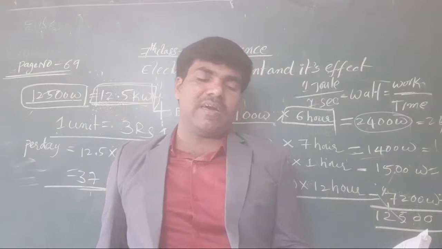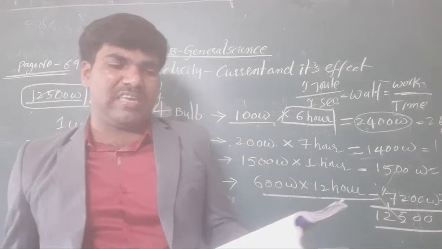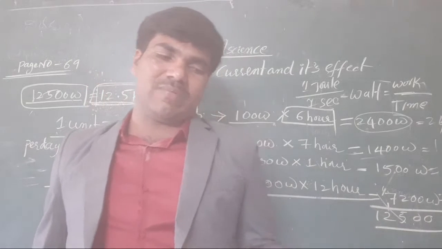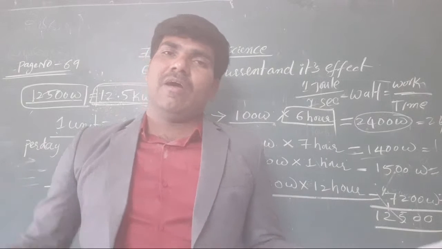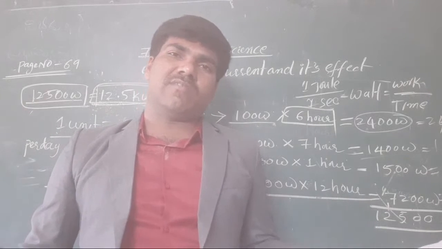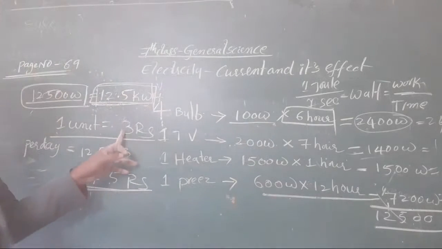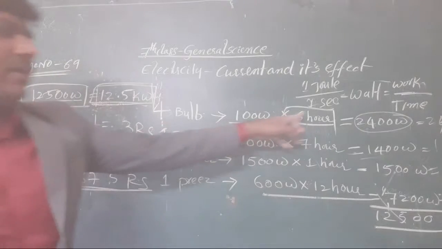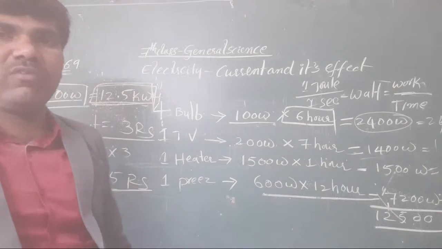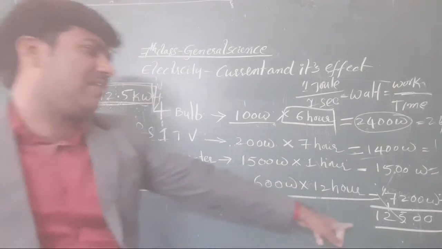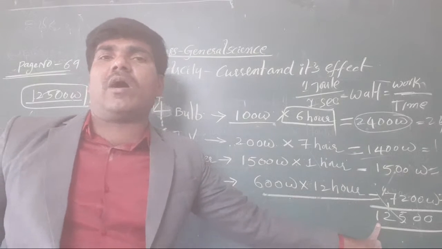Yes, they have taken 4 into 100, 6 into 60, and 6 into 40. That will become 1000 watts totally, which is 1 kilowatt. Per day they use 2 hours, so it becomes 2 into kilowatt hours. I am also doing it like that only. I have taken 1000 into 6, 200 into 7, 1500 into 1 like that. Totally how many kilowatts? 12.5 kilowatts we are getting.